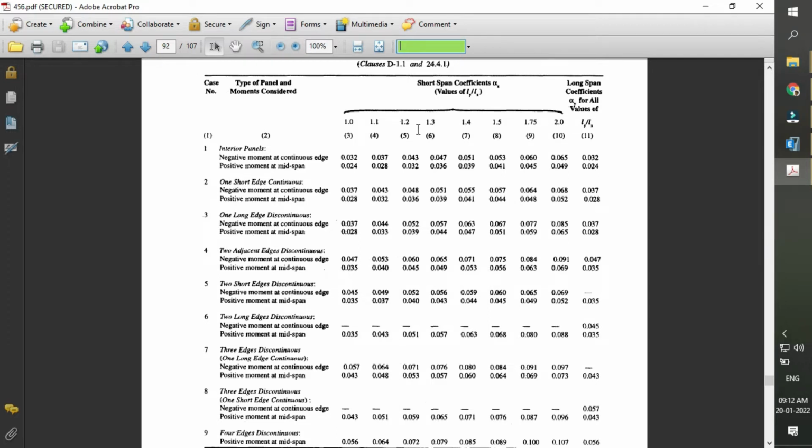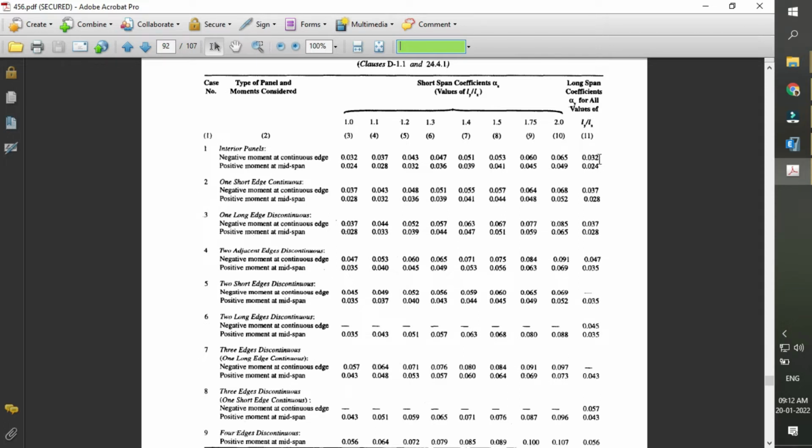Our Ly by Lx comes to 1.66, which means 5 meter by 3 meter comes to 1.66, which lies between the coefficients for 1.5 and 1.75. We can interpolate the value for ratio 1.66 for the shorter span. Similarly, we have to consider the long span. Here we don't need any interpolation or ratio. Directly we can take this value for negative moment and positive moment.